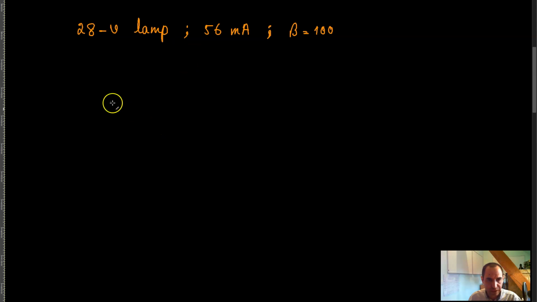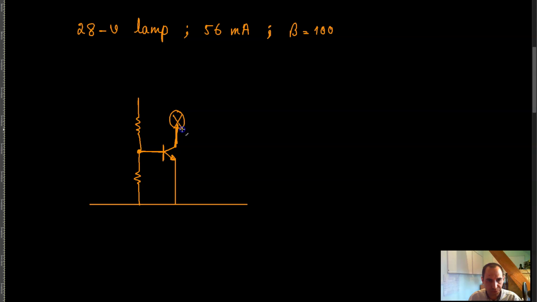So I draw the same circuit that we had in the previous video. Let's say you have this resistor over here, and then it's connected to another resistor, and then it goes to ground. And then this point you connect to the base of your transistor, and the emitter goes to ground. The collector is connected to the lamp, and the other end of the lamp goes to the positive supply rail. This is V_S positive, and this is V_S negative.